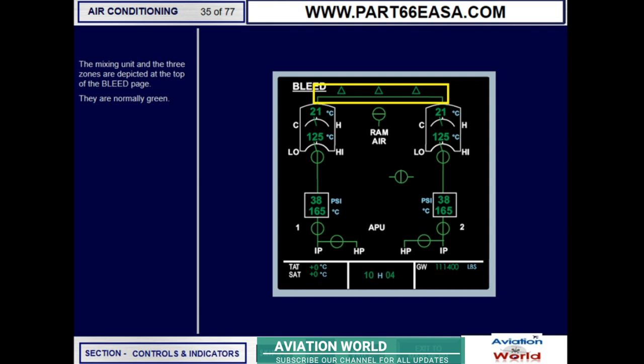The mixing unit and the three zones are depicted at the top of the bleed page. They are normally green. The mixing unit is displayed in amber if both pack flow control valves and the ram air inlet are closed.